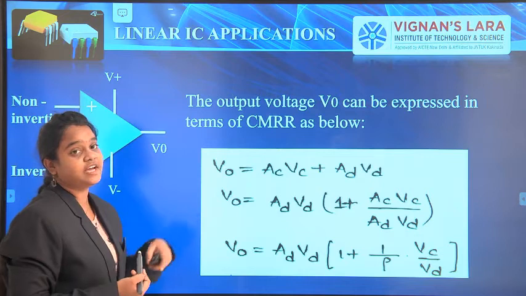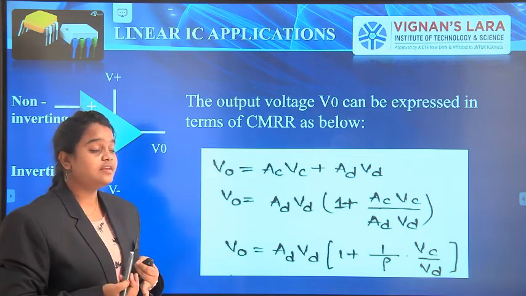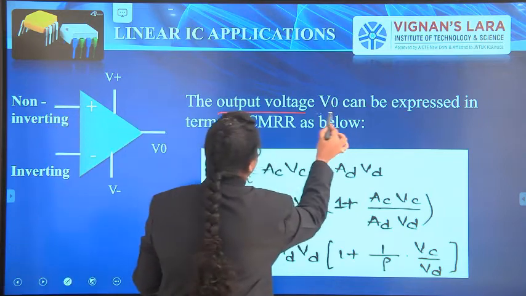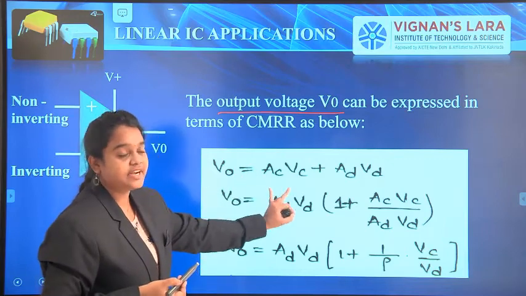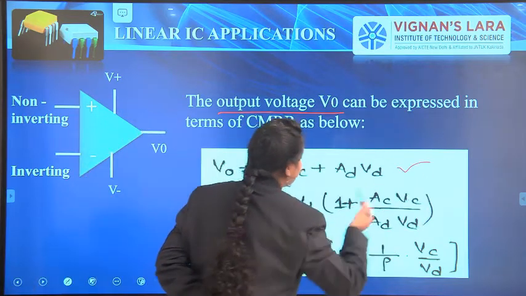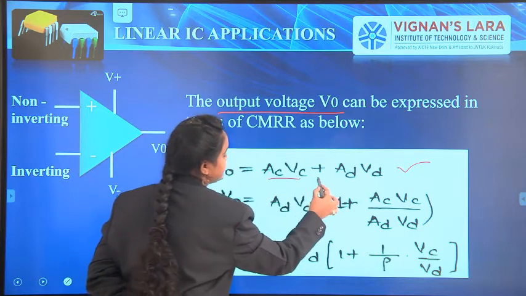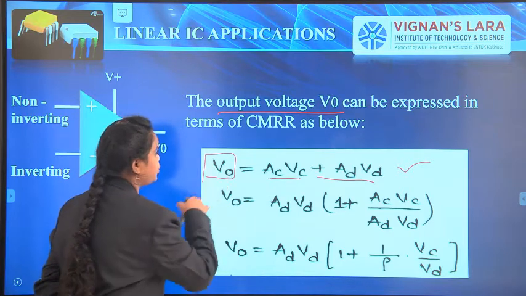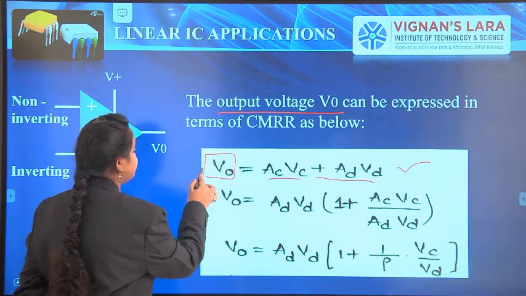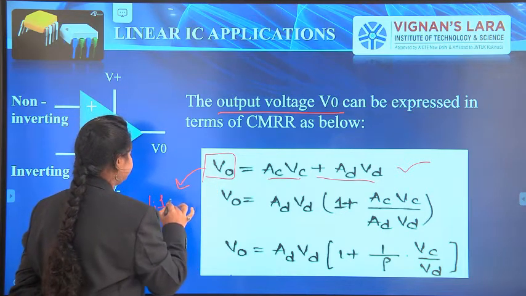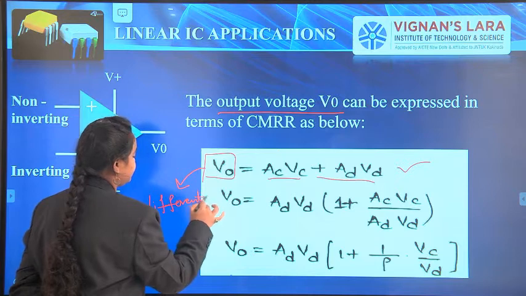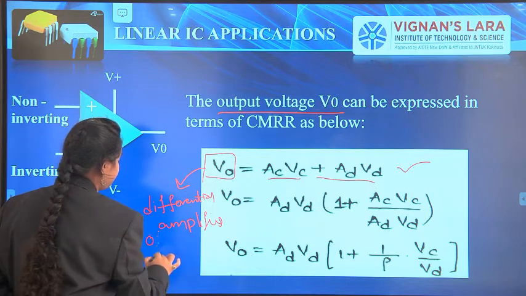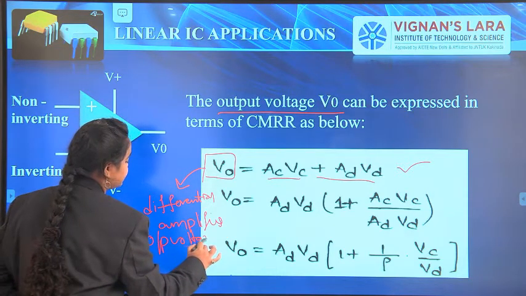So what is the output? We can derive this CMR ratio in terms of the output voltage V0. Here V0 equals ACVC plus ADVD. We already derived this V0, the differential amplifier output voltage, in yesterday's class.